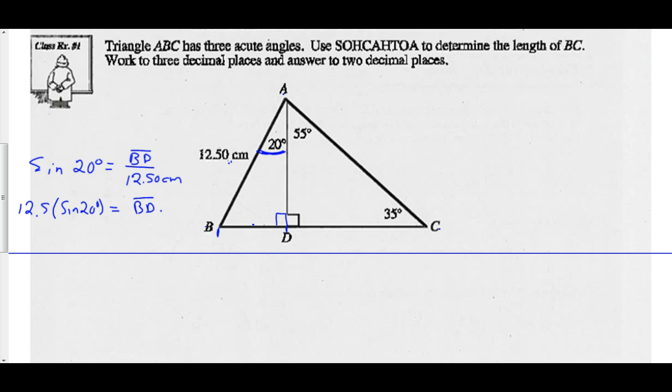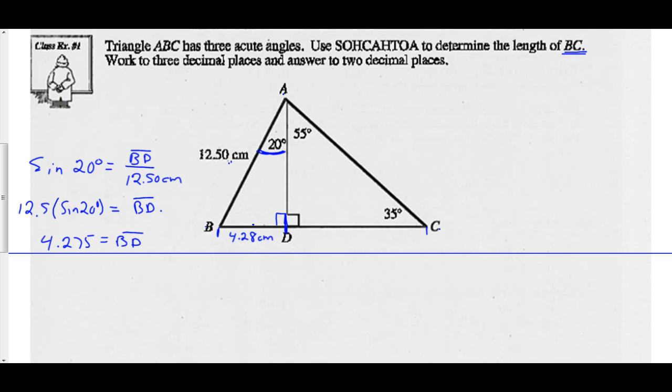Do that on your calculators. You find out that BD has a value of 4.275. Work to 3 decimal places, answer to 2. This side length is 4.28 centimeters. Next step, we want to find the length of AD. If I figure out that height, then I can use that to find some lengths inside ACD, specifically side CD, so we can add that to side BD and figure out the length we were asked to find in the first place, side BC.